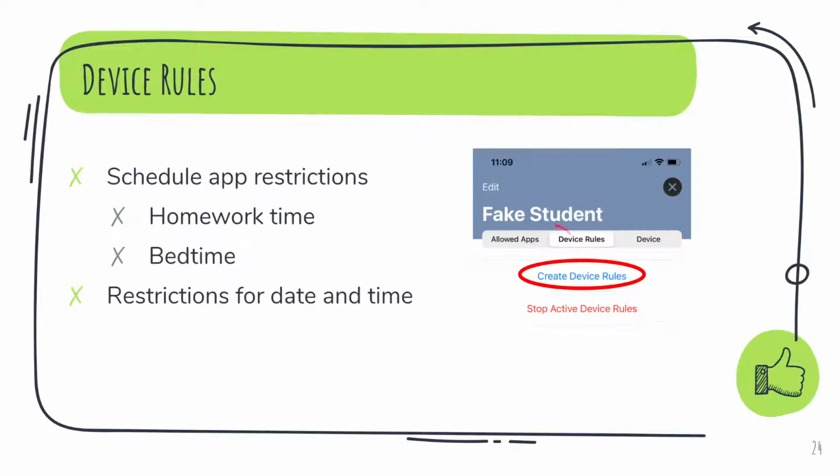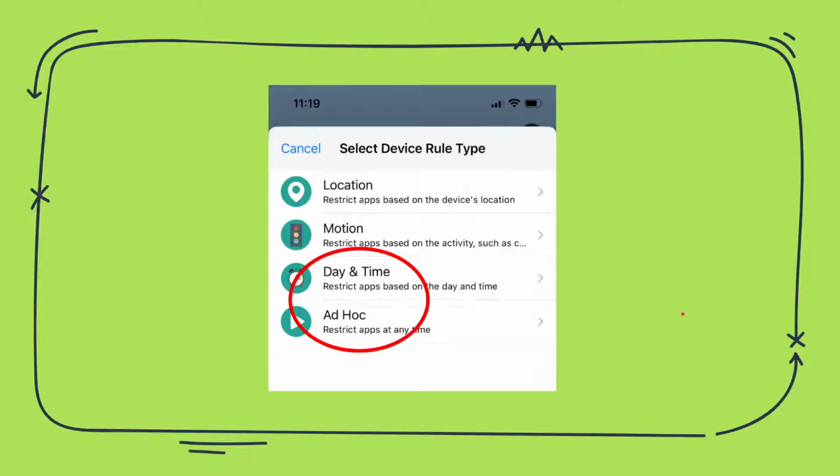Again, you always are going to start off with choosing your child. Once you choose your child, then you're going to go to that middle tab and choose device rules. And then you have to create those rules. It'll be blank when you first start, but hit create device rules.